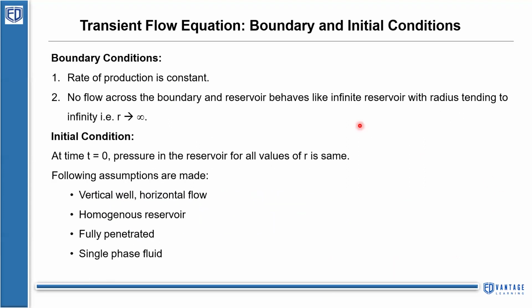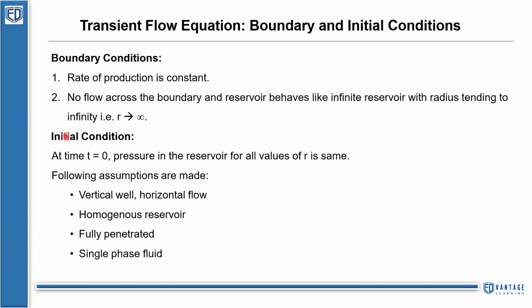So we need to first understand what the initial and boundary conditions are. The boundary condition will be that the rate of production is constant, because we are drawing this fluid at the same production rate, and also across the boundary there is no flow. And the reservoir behaves like an infinite reservoir, which we also call IARF, infinite acting radial flow, with radius r tending to infinity.